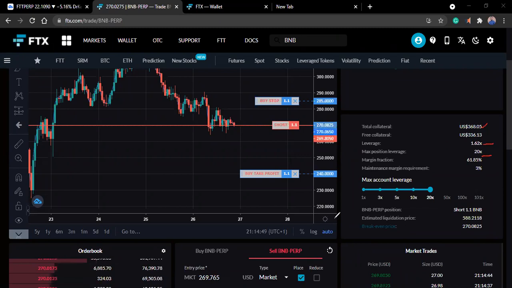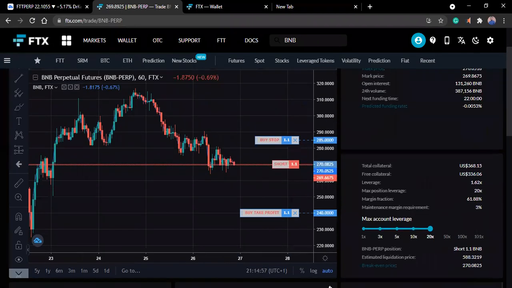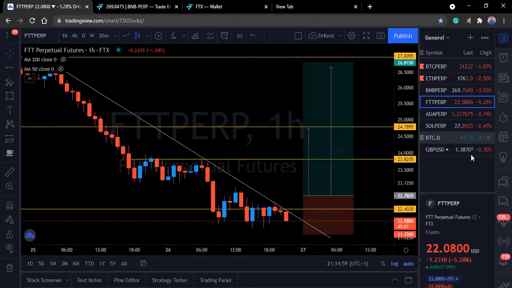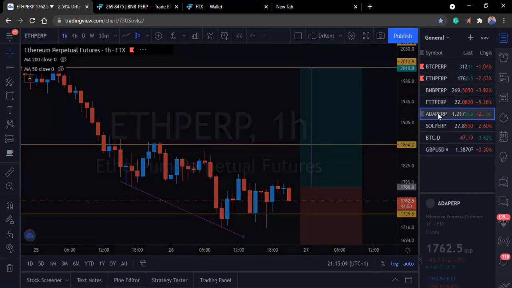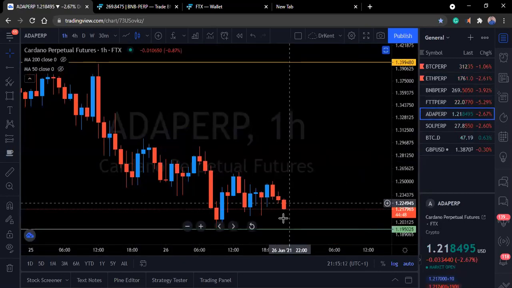If I enter another trade now, let me show, even though all these trades are mentioned, I'll still close them soon because everything is just doing the same thing. So let's look for another trade. Let's look for one. This is FTT. Let's enter a trade on Ethereum, it's flying down. Okay, we already entered Ethereum. Let's enter a trade on ADA.